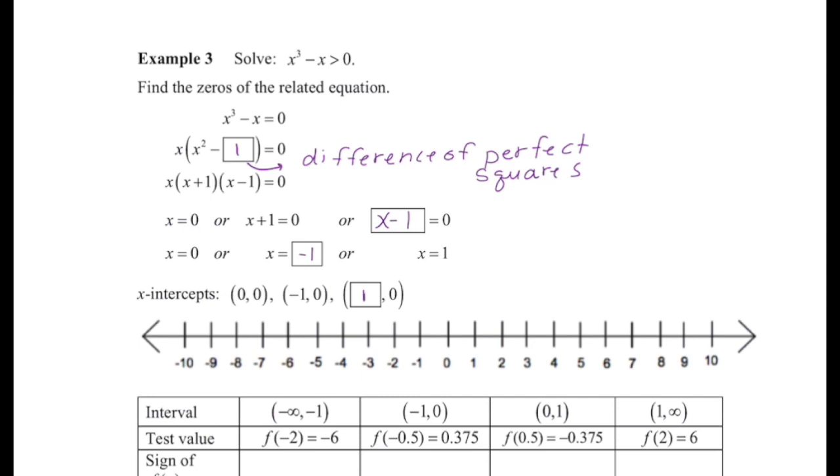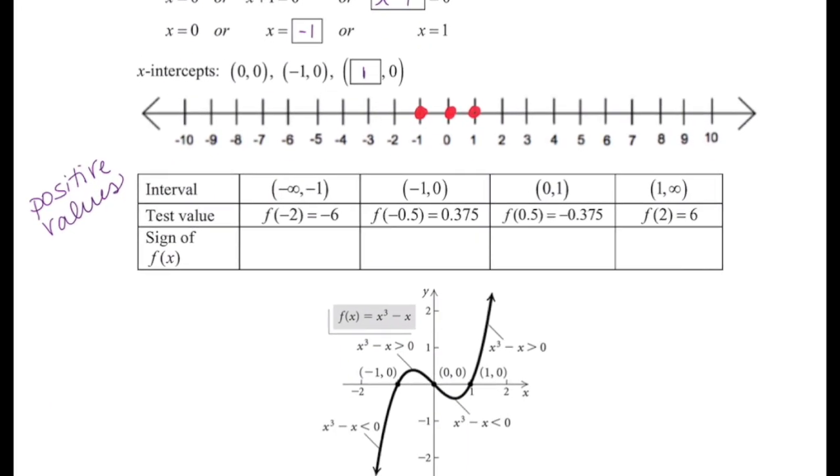That means that we have 3 different places that we need to consider. We need to consider negative 1, we need to consider 0, and we need to consider positive 1. So in between which intervals do we have? Here we have 4 intervals. Again, we're looking for values that are greater, so we're only looking for positive values. So we know where we need to shade on the graph here. I have my intervals between negative infinity and negative 1, negative 1 and 0, 0 and 1, and between 1 and infinity.